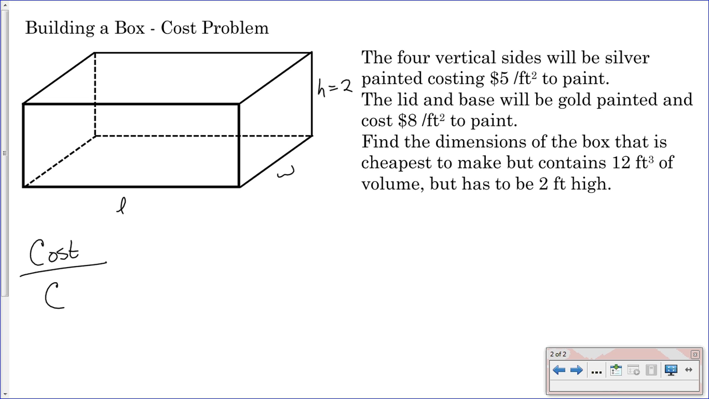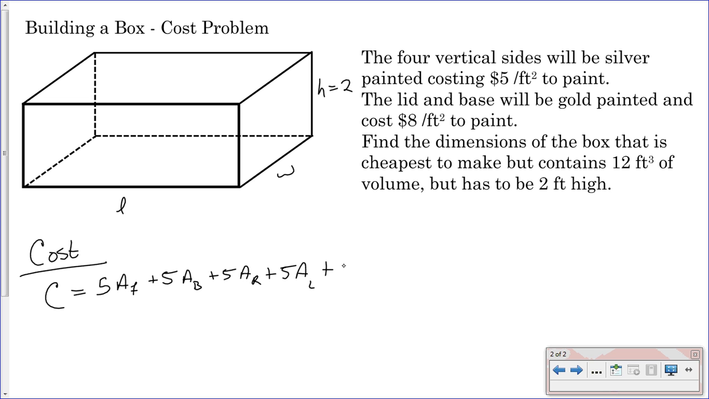We know our total cost C. This is going to be the front side. We know that's going to cost $5 times whatever the area of the front is, plus $5 times the area of the back, plus $5 times the area of the right side, plus $5 times the area of the left side. So that takes care of all of our vertical sides.